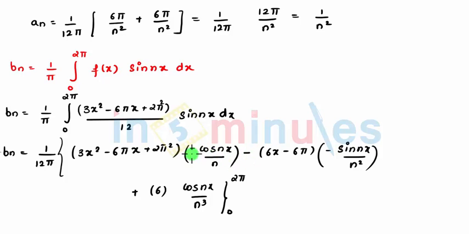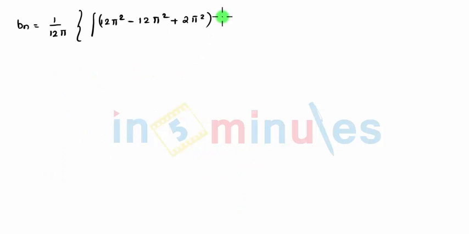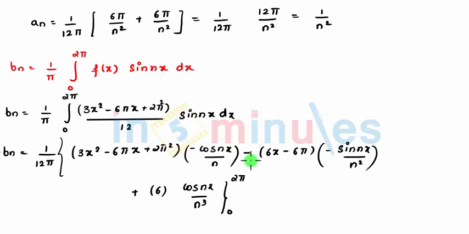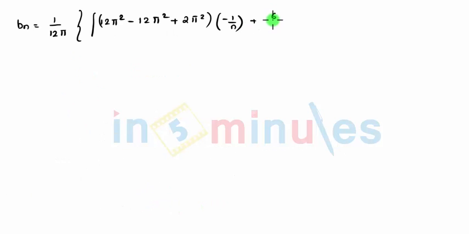So cos 2n pi is 1, so minus 1 by n. So this is minus 1 by n, and then further minus of, so when we substitute here, that is sine 2n pi, that will be 0, cos 2n pi, that will be 1, so I will be getting only plus 6 by n cube. So that's my first limit.